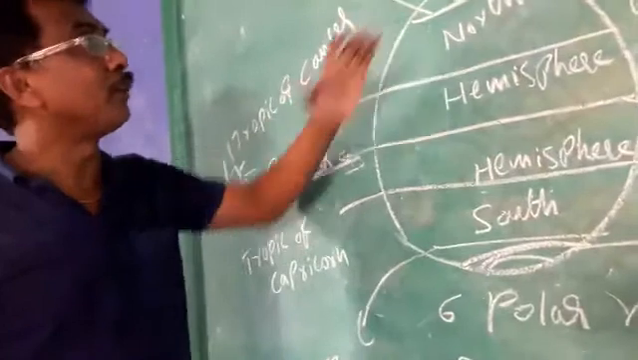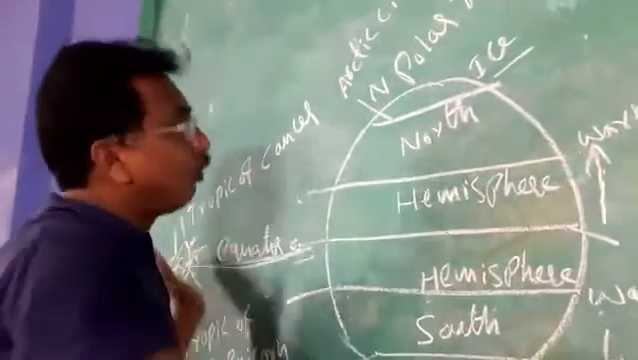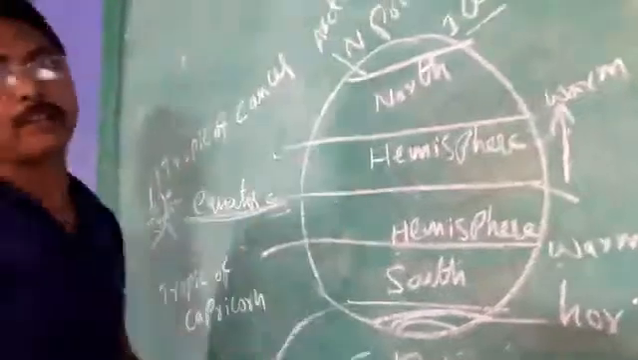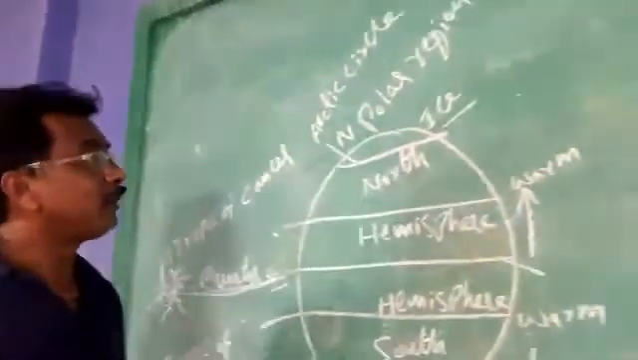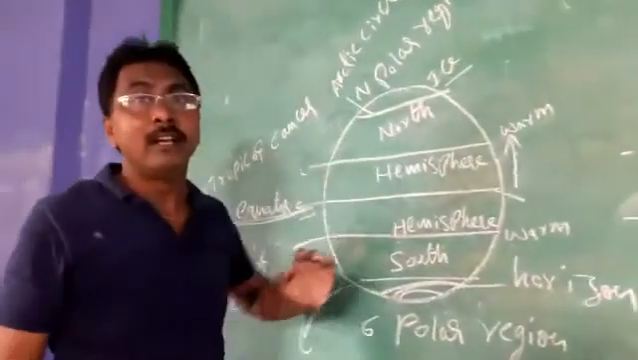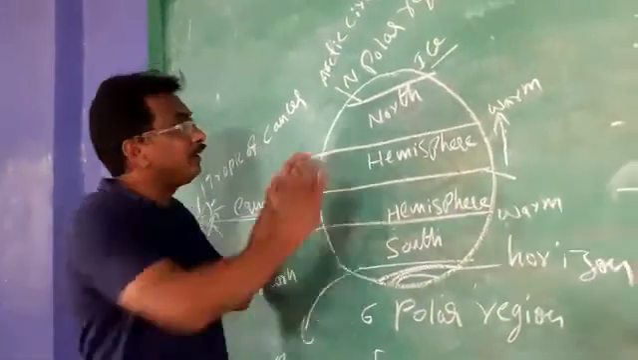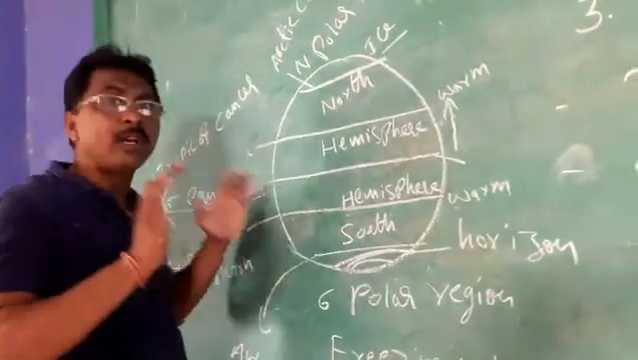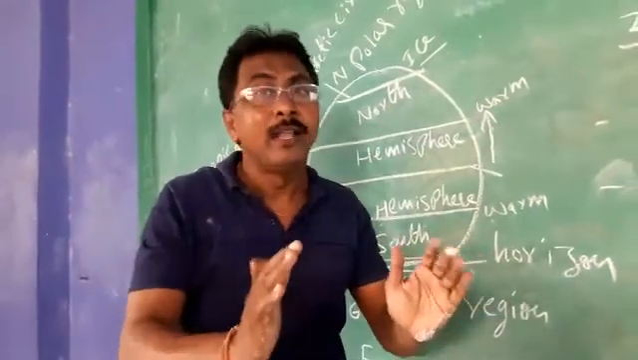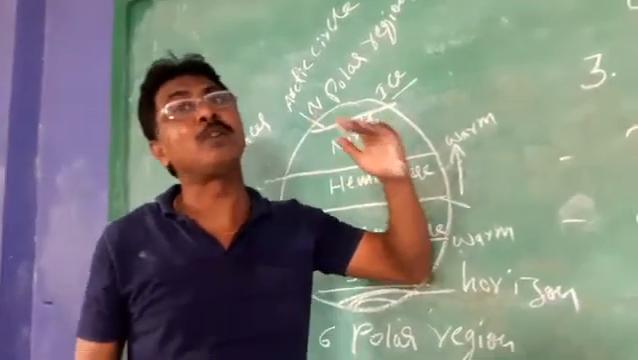And now I am going to tell you about the temperate belt. This is the globe, or you think of it as the earth. Now I am going to explain clearly how the climate will be there: why some places will be more hot, why some places will be less hot, and why some places will be cool. That I am going to tell you.